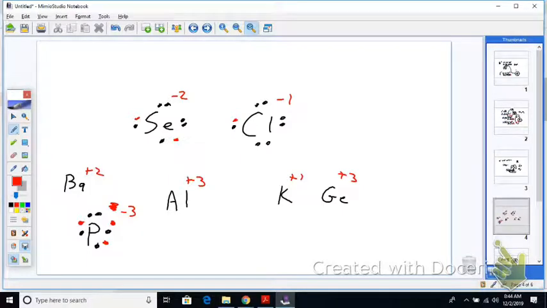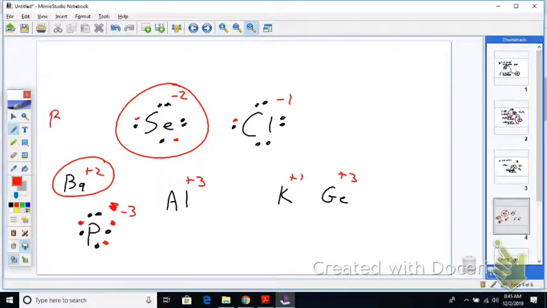Okay? So let's just choose 2 that will tend to get together, and let's start out really easy. It's really easy how they go together in ratio. Pick 2 that you think go together really well. Okay, so we got selenium and barium. If they go together, what's the ratio going to be? 1 to 1. It's going to be Ba, Se. Okay, let's pick another one.